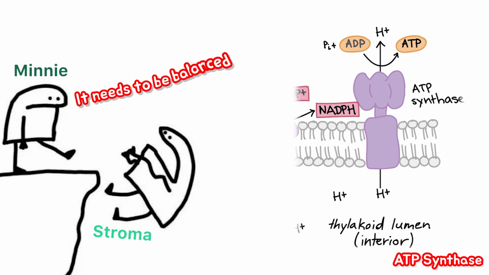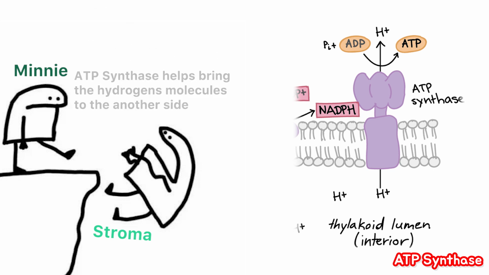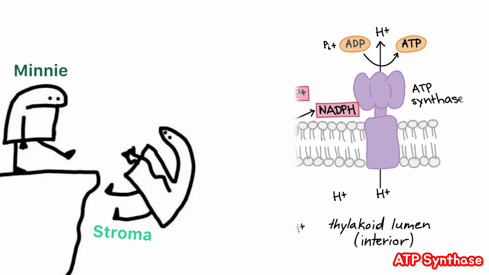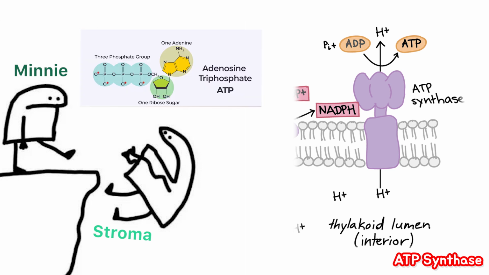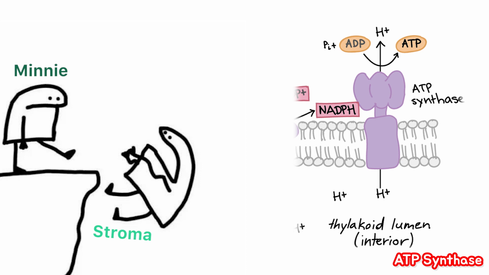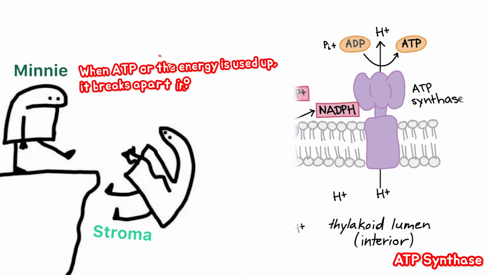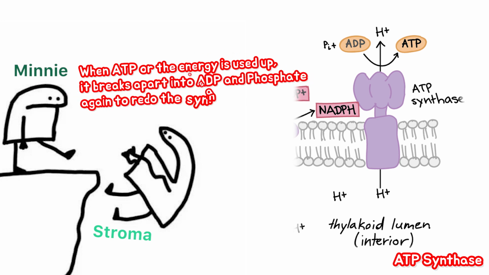It needs to be balanced, so a spinning machine called the ATP synthase helps bring hydrogens to the other side. While hydrogen moves to the other side, it pushes the ATP synthase and spins it. The spinning causes ADP and phosphate to be pushed together and create a special energy molecule called ATP, like how you add cheese to tortillas to make quesadillas, or how water turbines spin to create energy from water movement. And where do ADP and phosphate come from? When ATP or energy is used up, it breaks apart into ADP and phosphate again to redo the synthase cycle.